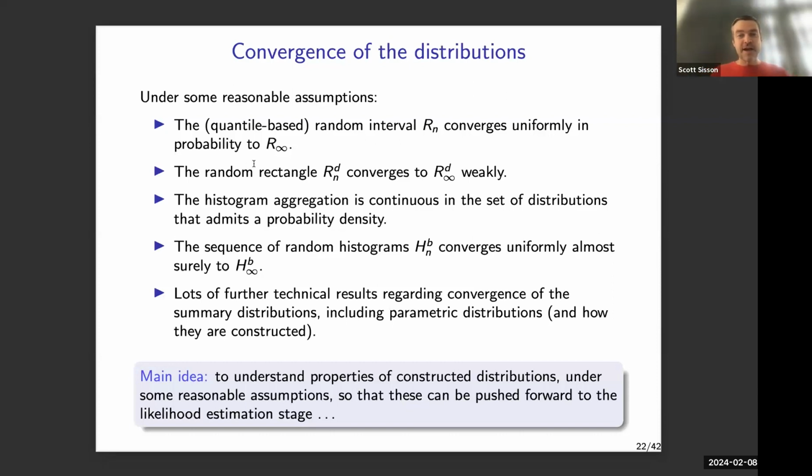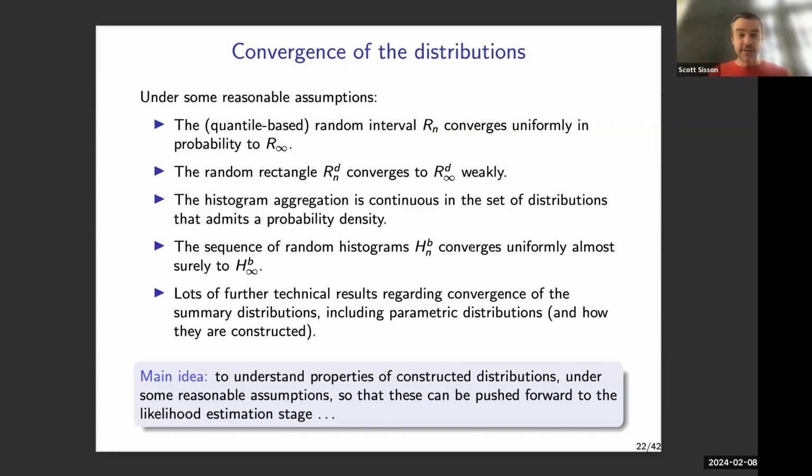With random intervals, the random interval based on a finite number of data points converges uniformly in probability to something, a limit interval. Similarly, in d dimensions, we have weak convergence to a particular limit in d dimensions. Converging uniformly in probability, weakly, and almost surely are all technical characterizations of the way we can mathematically describe how this convergence happens. And it's very useful to have these.